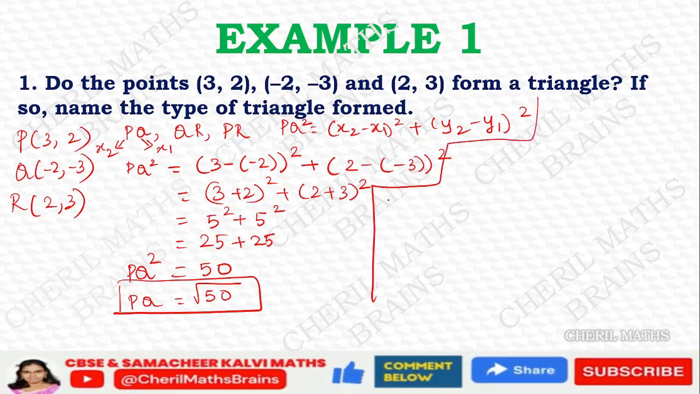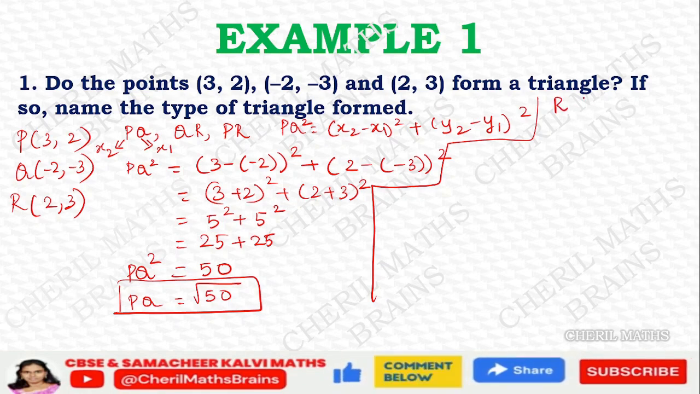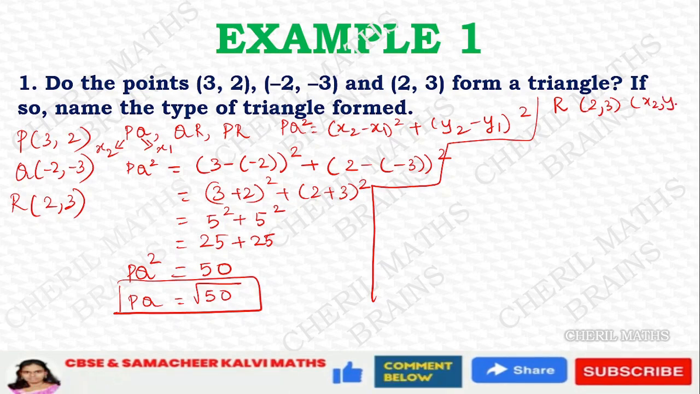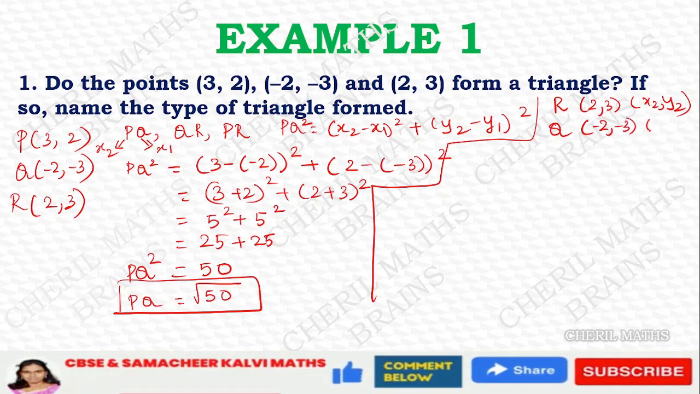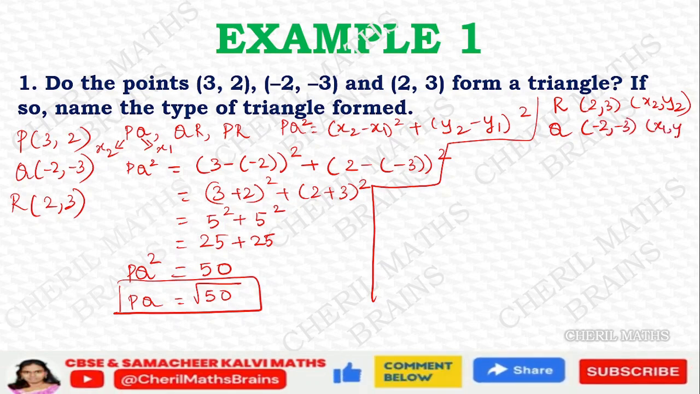Next, I'm going to do for QR. When I'm doing for Q and R, let me write R as x2, because when we have the positive in the x2, it will be easy to do. Isn't it, children? So R is going to be my x2, y2, which is 2, 3, and Q is going to be my x1, y1, which is minus 2, minus 3.